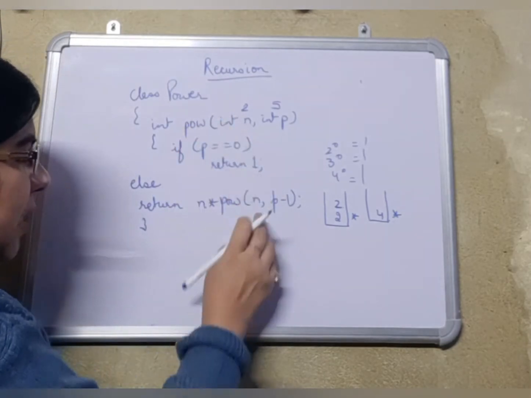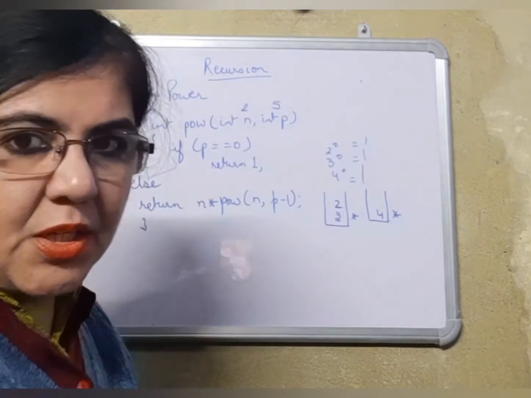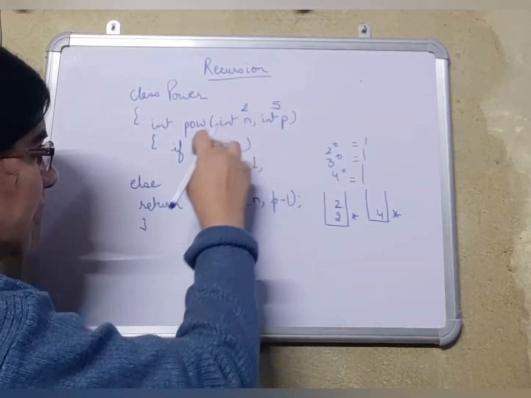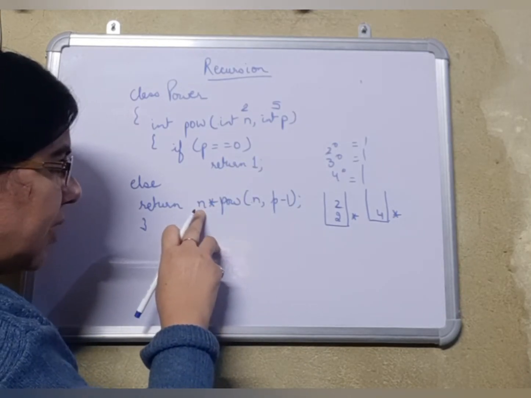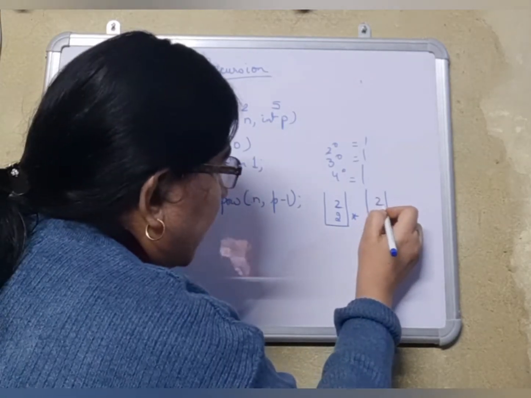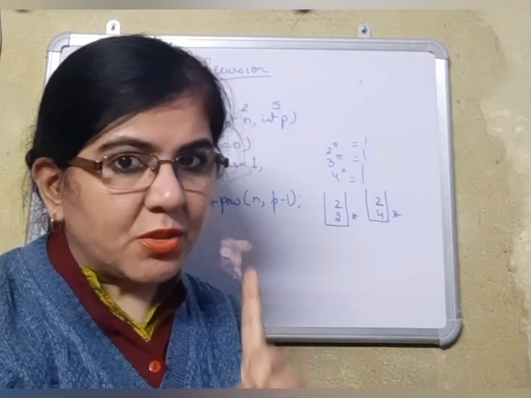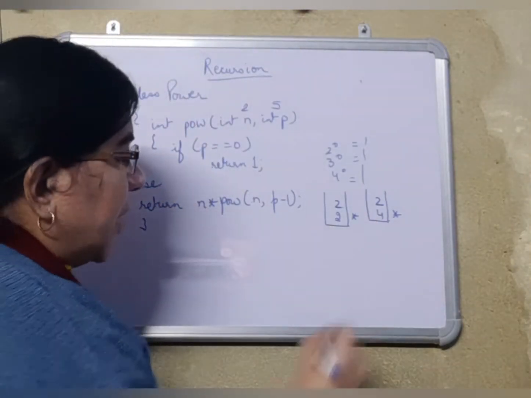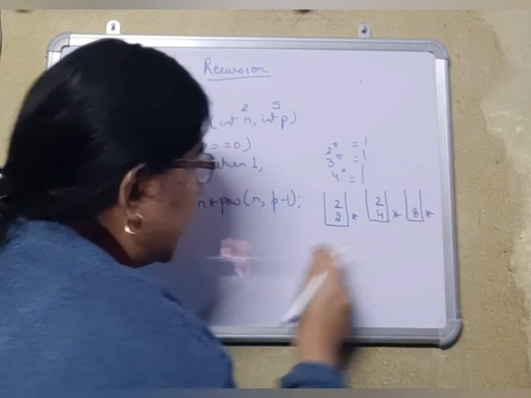Power will call itself and send 2 as it is, but the P will keep on decreasing. Now 4 minus 1 will become 3. So 3 will be sent over here. Is 3 0? No. Again it will come to the recursive part, n into. That means 2 into. The value of n is never changing. It is always 2. Keep this in mind. So 2 into 4 will become 8 presently, waiting with the operator outside.